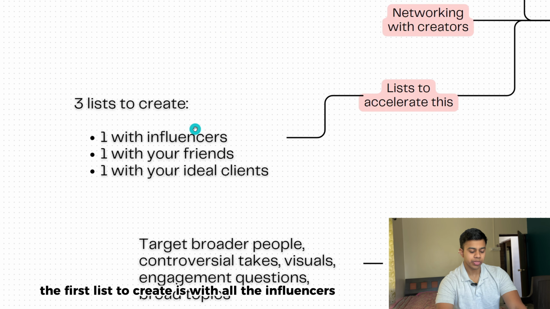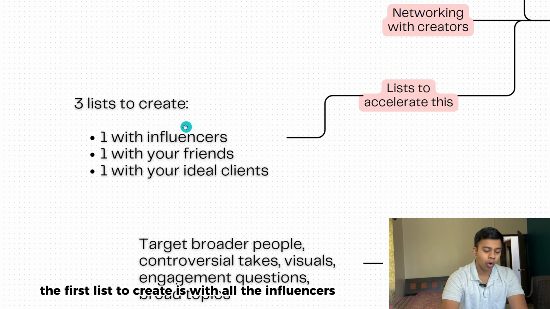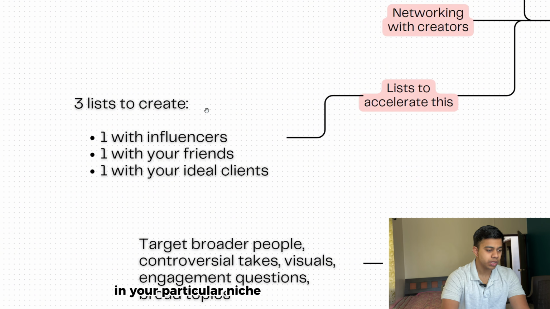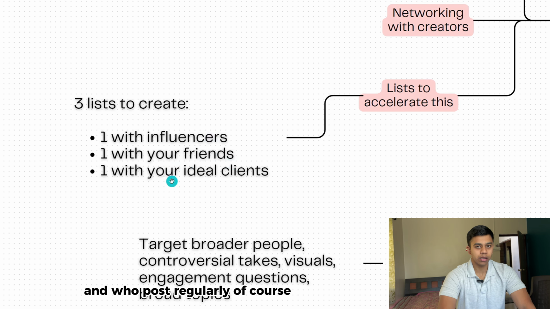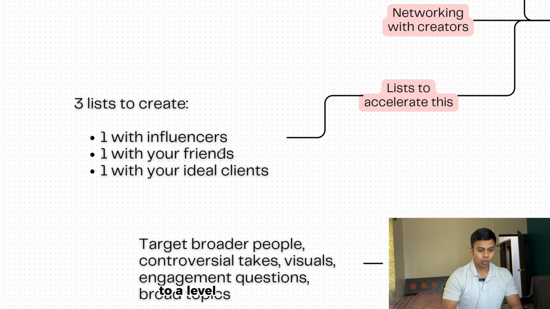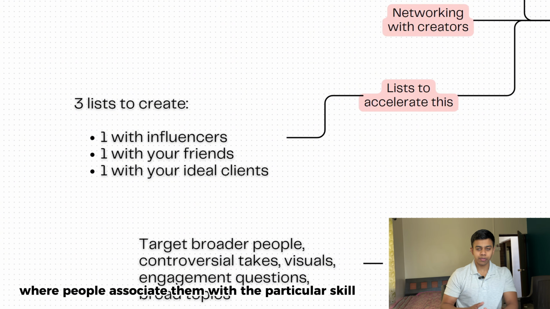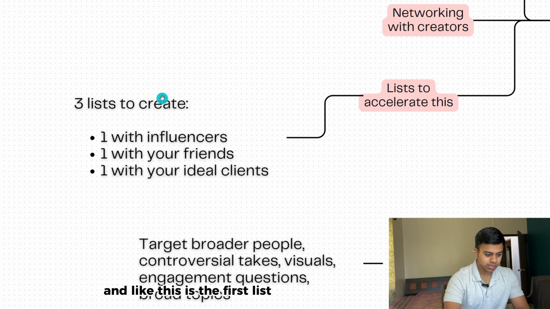All right. So the first list to create is with all the influencers in your particular niche. Let's say my niche is copywriting. I'll pick 10 people who have 100,000 plus followers on X and who post regularly, of course, and who have built their personal brands to a level where people associate them with the particular skill. And this is the first list.